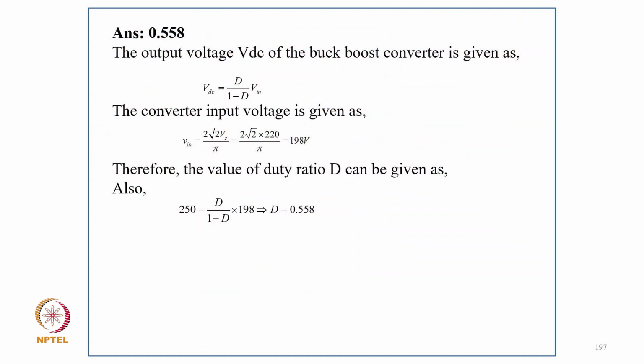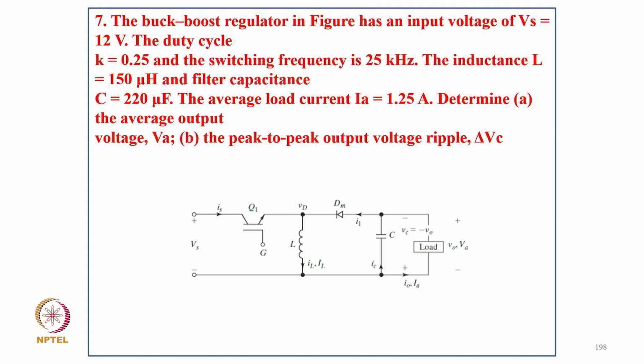The output voltage VDC of the buck boost converter is given as VDC equal to D upon 1 minus D times Vin. The converter input average voltage Vin equal to under root 2 Vs upon pi, that is 198 volt. Therefore, the value of the duty cycle comes to 0.558.